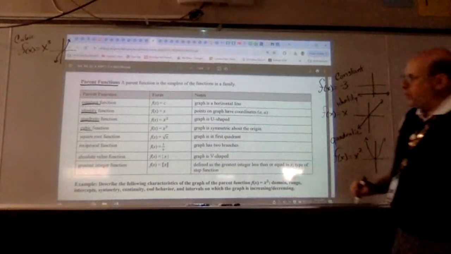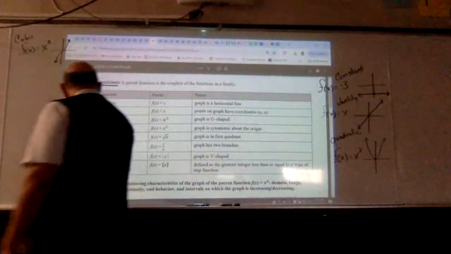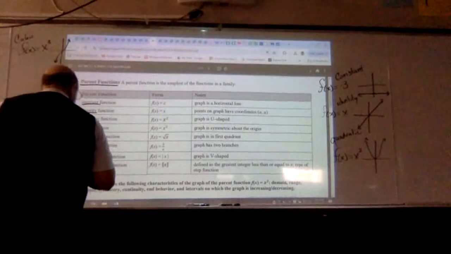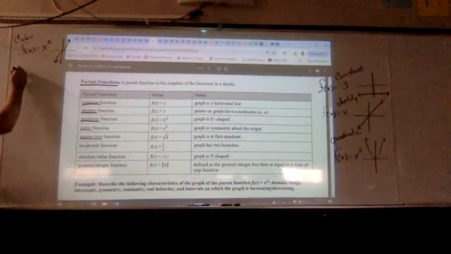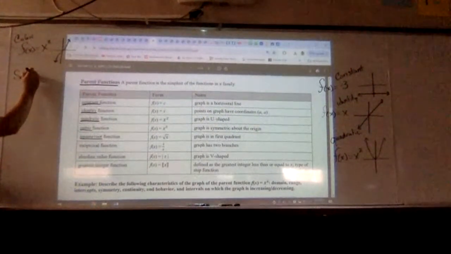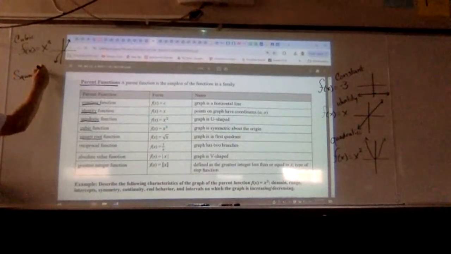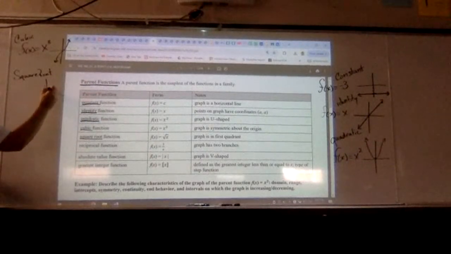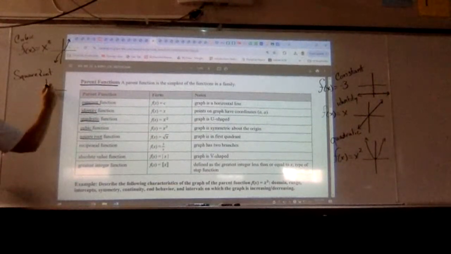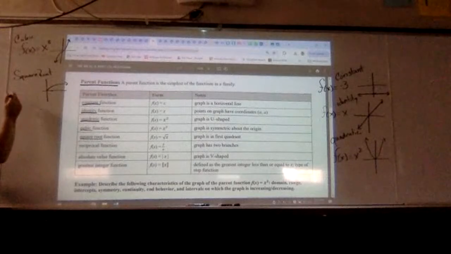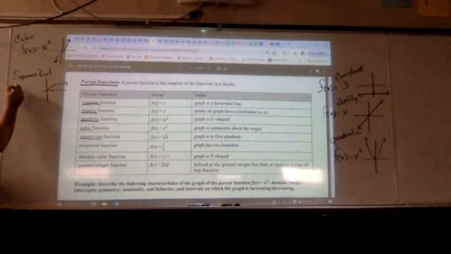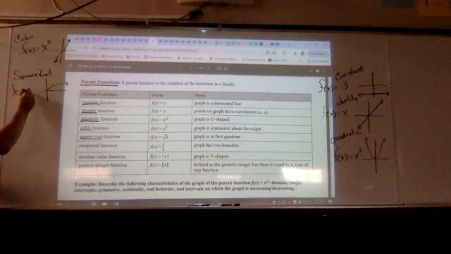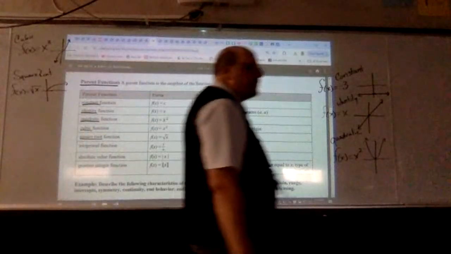Square root function. All right, so here's square root. And it's just a graph. Just kind of stick it out that way. It looks like that. Flattens out. f of x equals root x. Good?